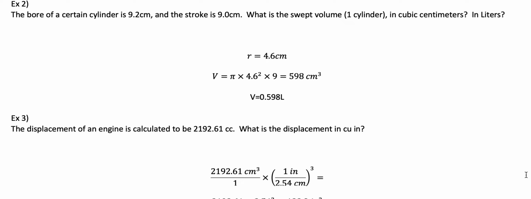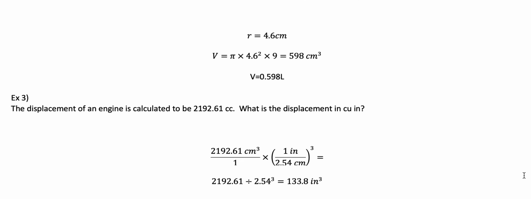So the way that this gets typed into the calculator is 2192.61 divided by 2.54 to the third, and that's equal to 133.8 cubic inches.